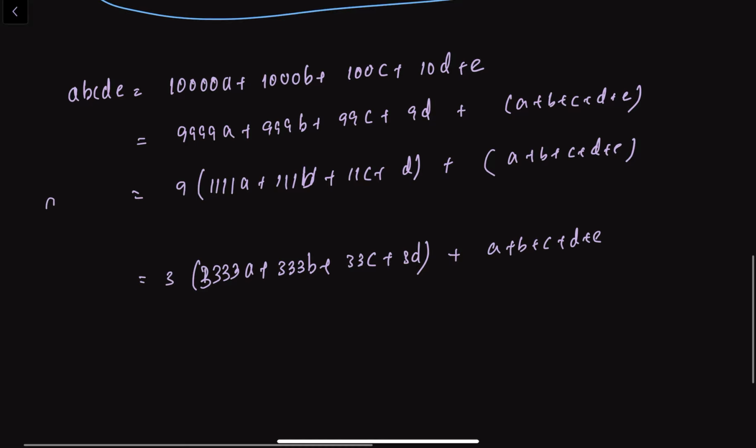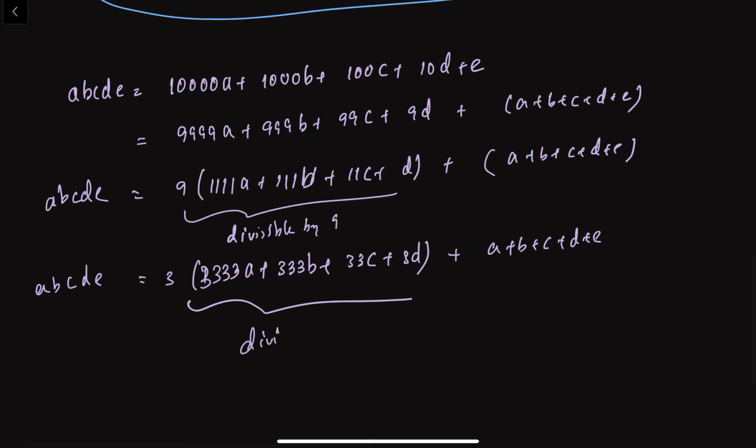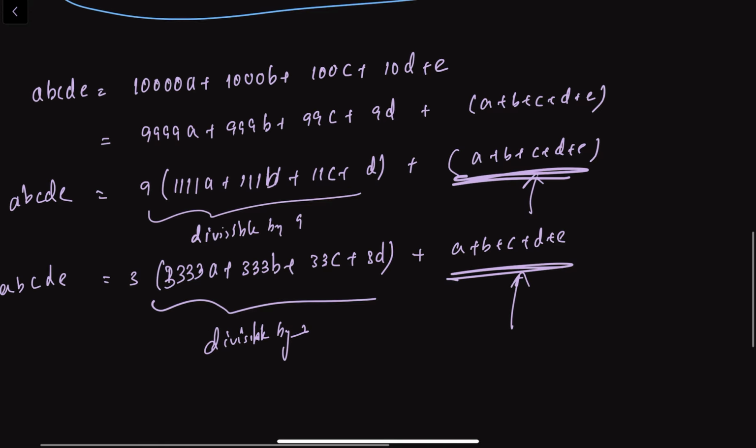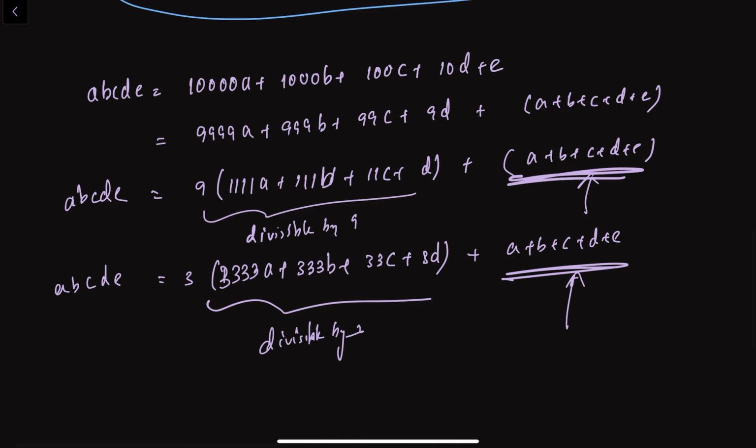So any number, if we expand it, has one part divisible by 9, and this part divisible by 3. Therefore, for any number, the sum of the digits will determine whether our number is divisible by 3 or not. Basically, for both divisibility rules of 3 and 9, the sum of digits must be divisible by 3 or 9.